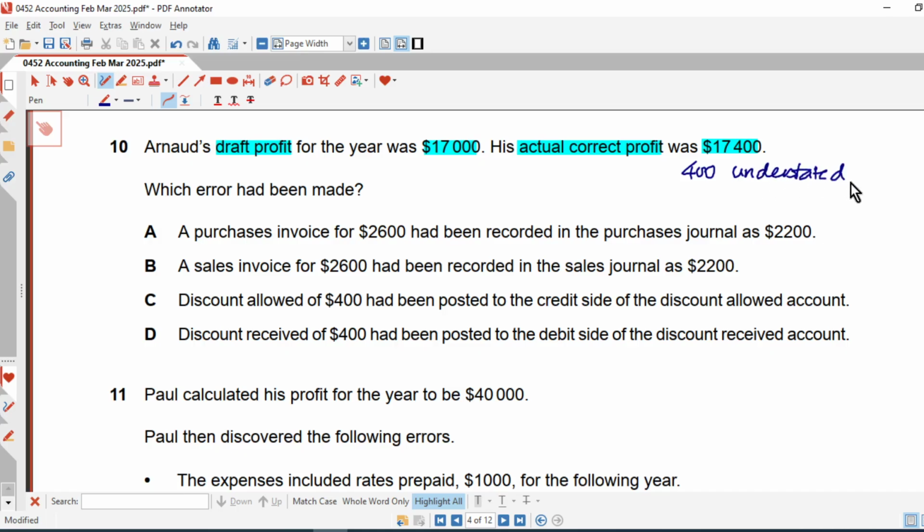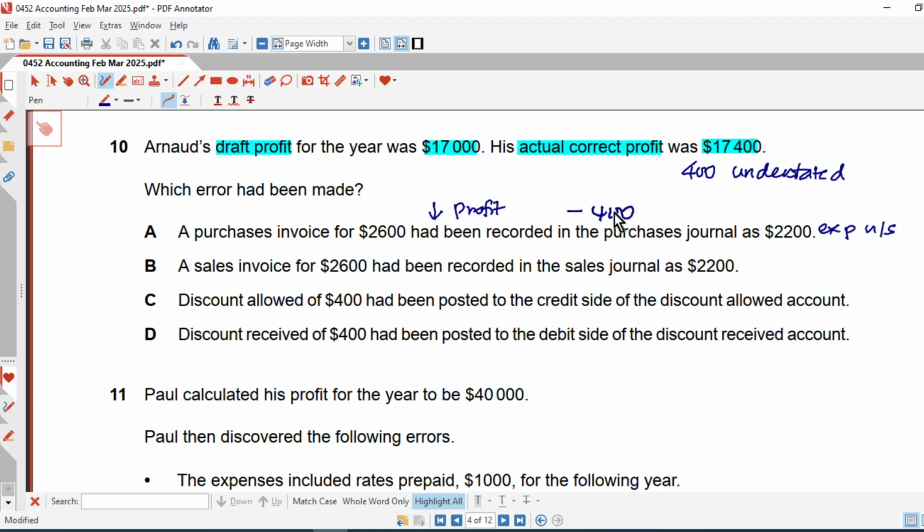$400 understated. So once again, there's no other way I can do this except to go through each and every option. So let's get started. A purchase invoice for 2006 was recorded in the purchaser's journal as 2002. So expenses were understated. If expenses were understated, that would actually lower the profit even more. So instead of 17,000, my profit would have been 16,600 if this was the case, right? Whereby I reduce my profit by another 400. So that's not a good option, right?